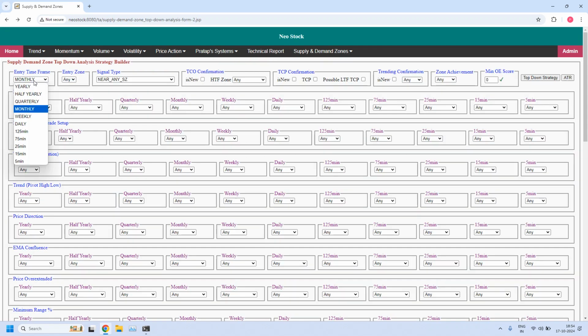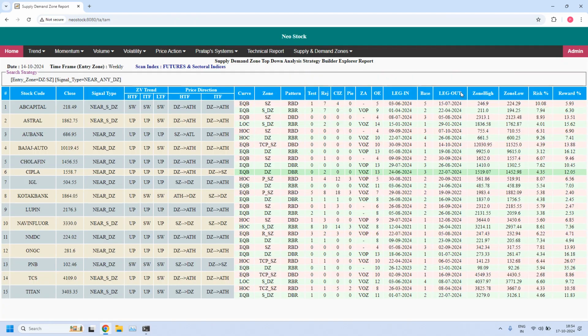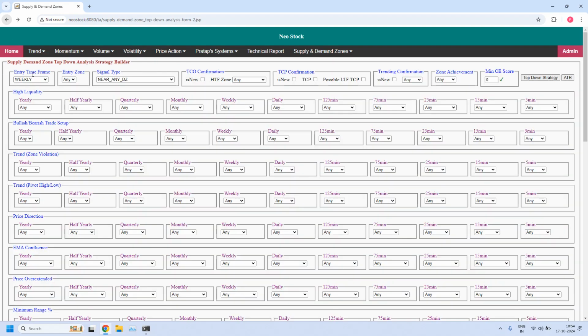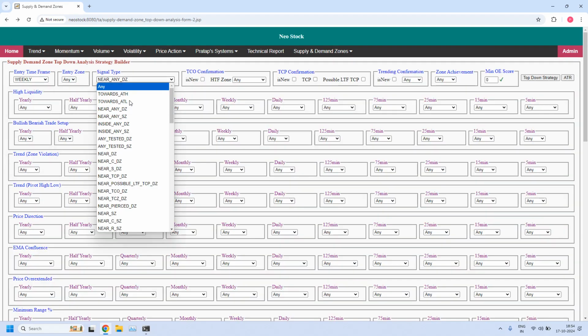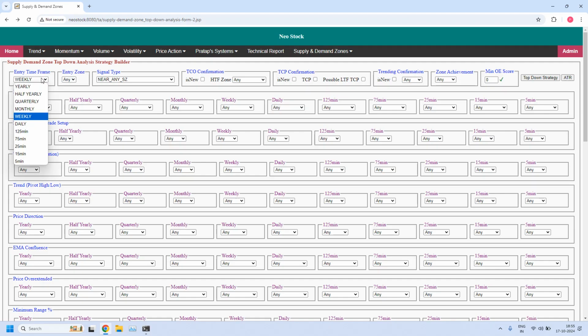Next time frame is weekly. Let us find the stocks near weekly demand zone. 15 stocks are filtered near to the weekly demand zone. Next for weekly time frame, let us find the stocks near weekly supply zone. 7 stocks are filtered near to the weekly supply zone. Next time frame is daily.